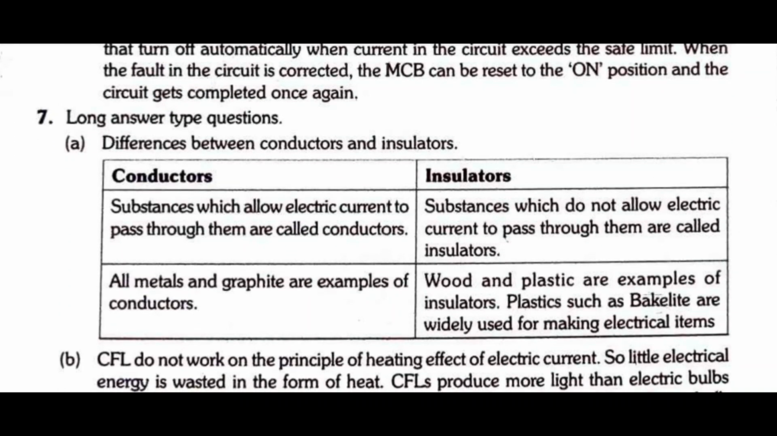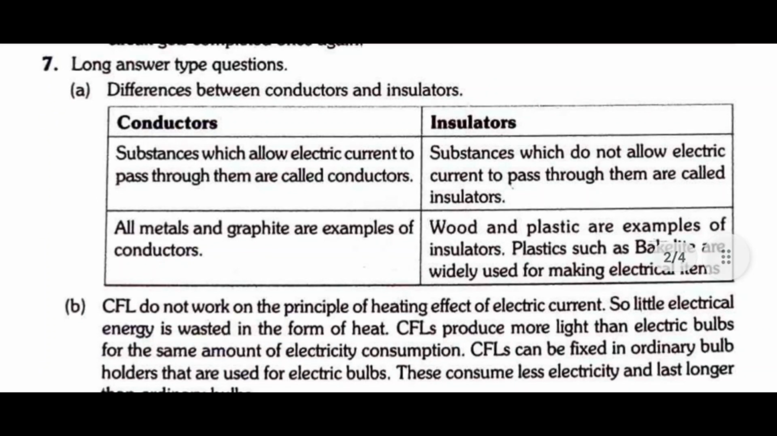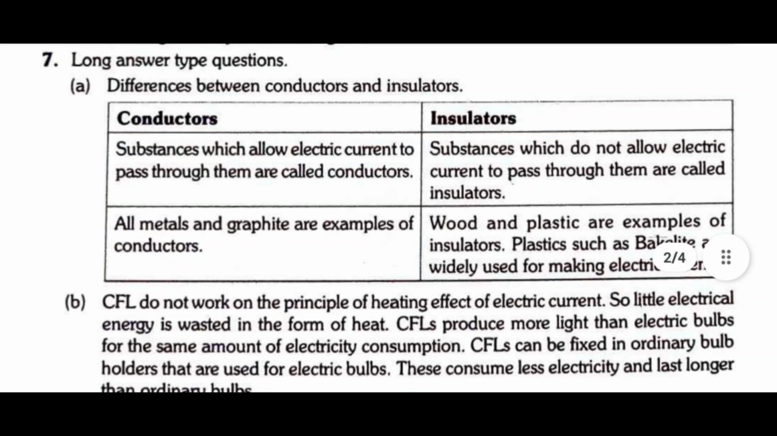Then long answer type questions. First is distinguish between conductors and insulators. Substances which allow electric current to pass through them are called conductors. Substances which do not allow electric current to pass through them are called insulators. We already know this. Next point, all metals and graphite are examples of conductors. Wood and plastics are examples of insulators. Plastics such as bakelite are widely used for making electrical items.